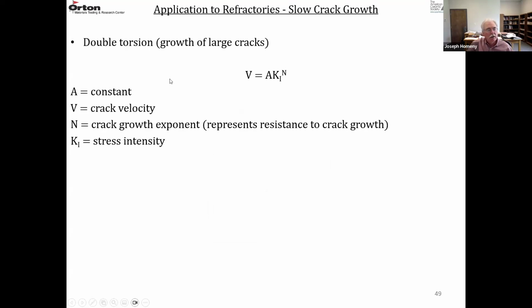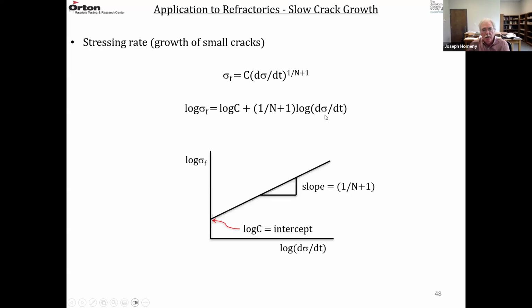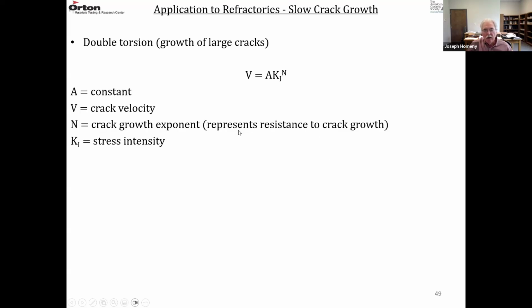The other type of experiment is where you have large cracks. So this would be a double torsion test. And in this test, the crack velocity equals a constant A times K1 to the power N, where K1 is the stress intensity. It's not K1C, it's not critical yet, it's just the stress intensity. N is the same N as over here. It's the same N that represents resistance to crack growth, the crack growth exponent.